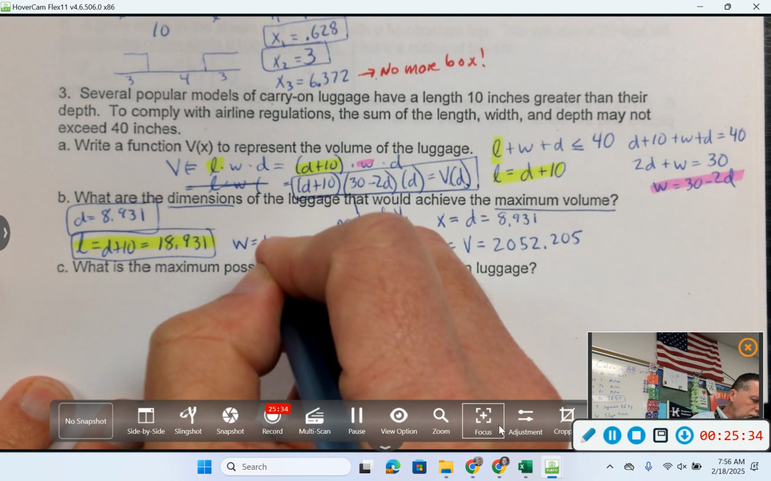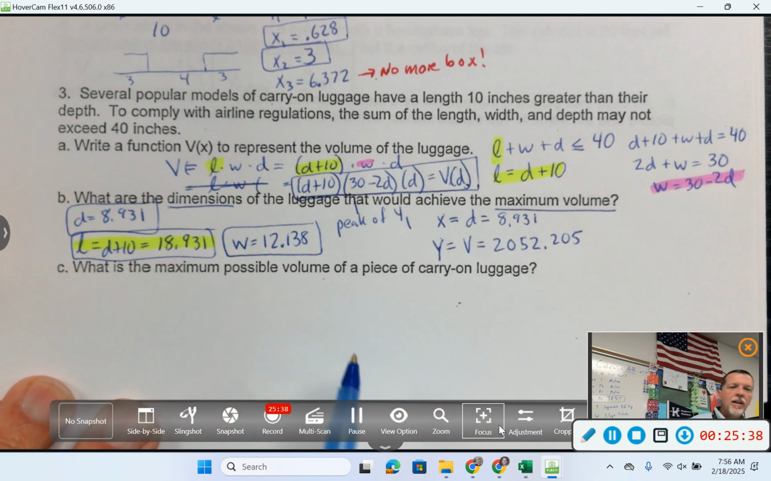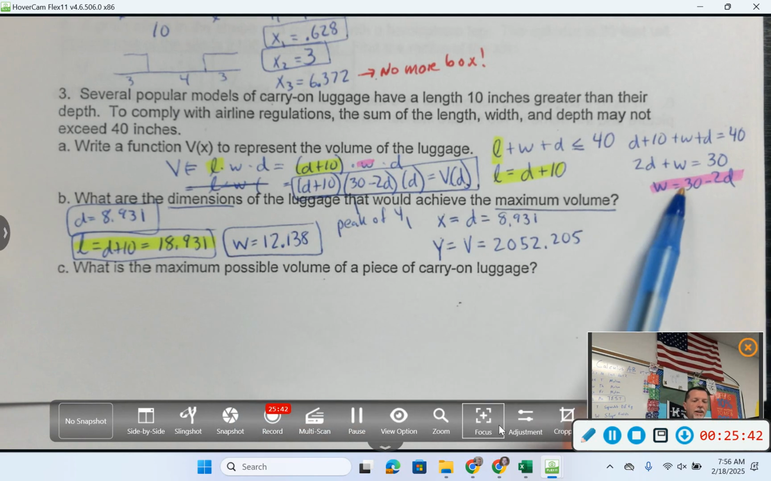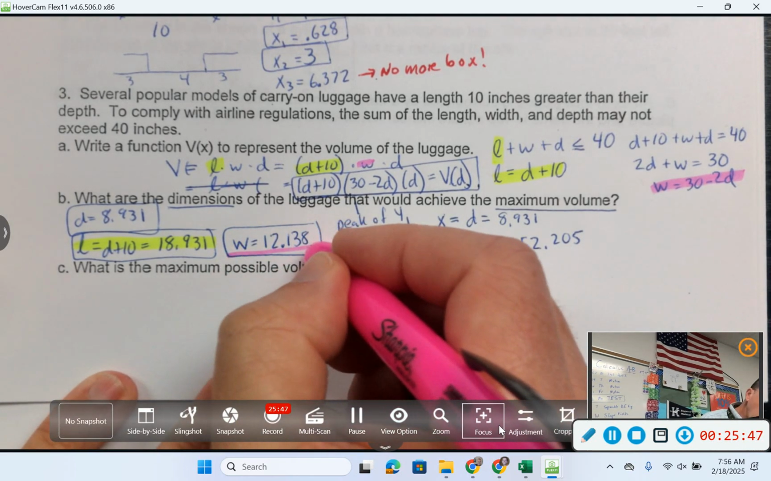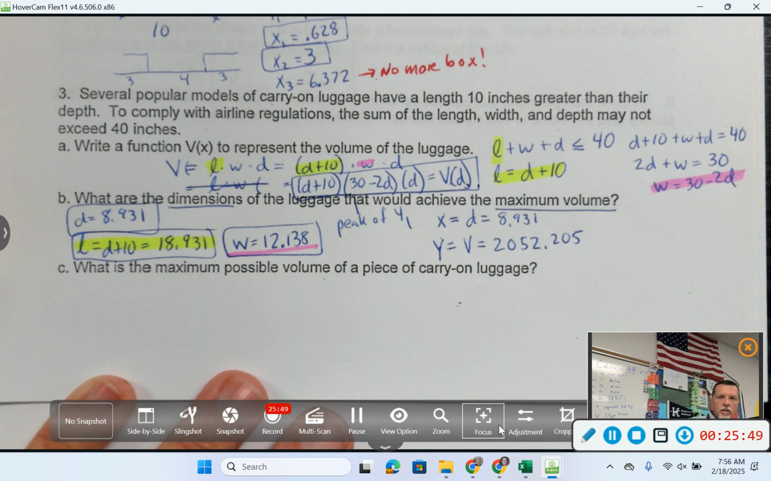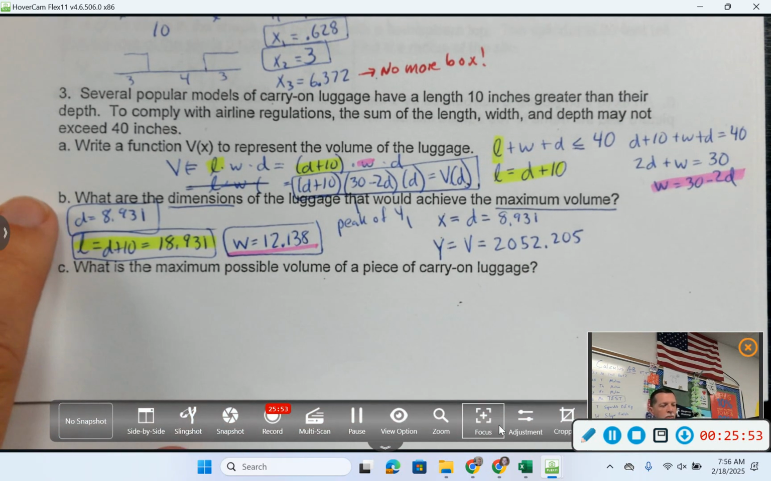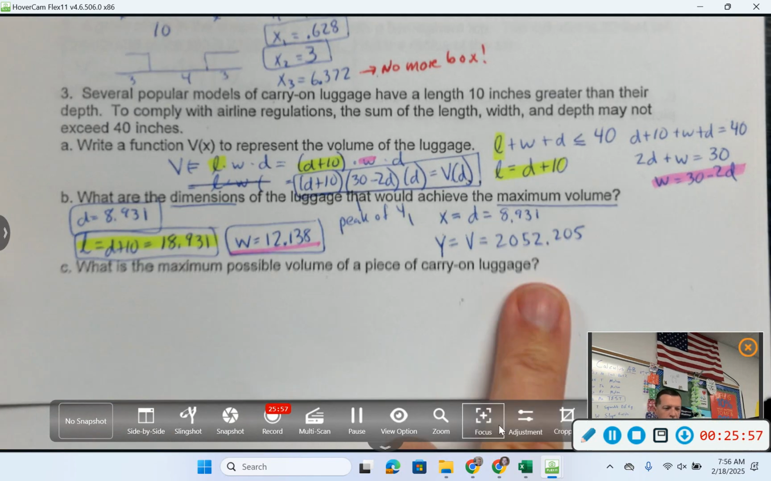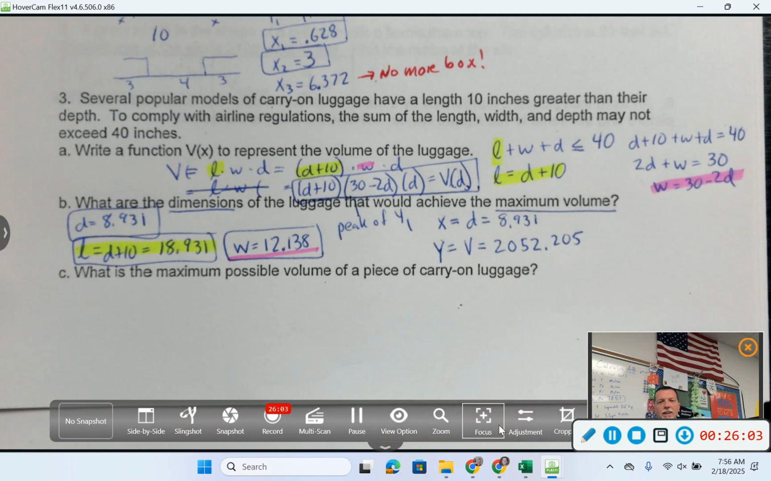How did you get 12.138? Did you subtract from 40? Okay. So one person subtracted from 40 to get 12.138. I did 30 minus 2D, and I also got 12.138. So that's good news. They both matched. What do you think we would get if we multiplied D times L times W? We better get 2052. So if you really wanted to triple check yourself, you could multiply those and make sure you landed at that volume.